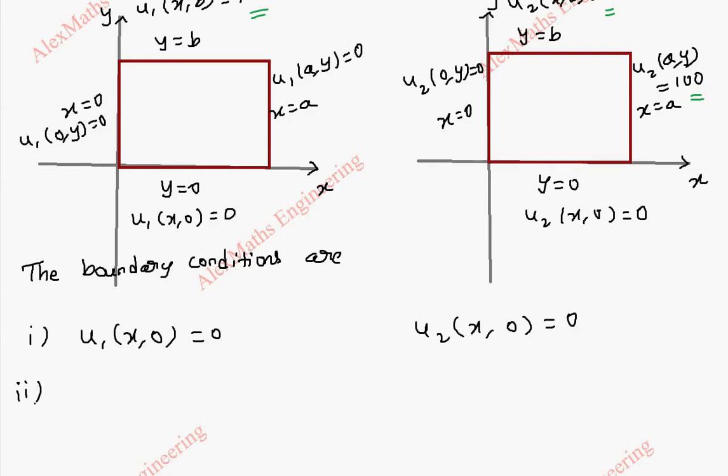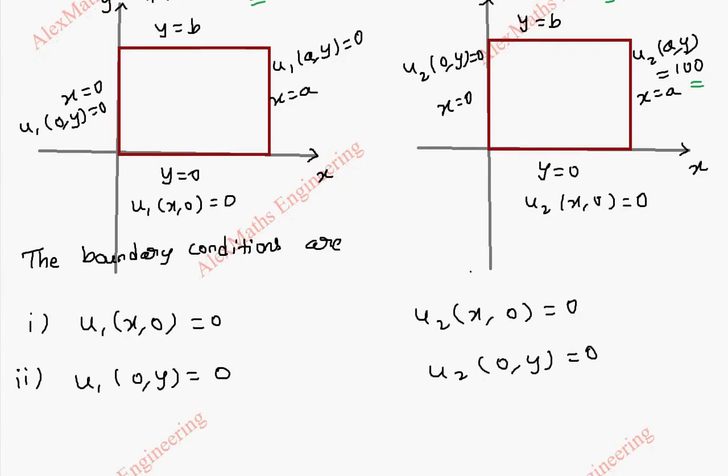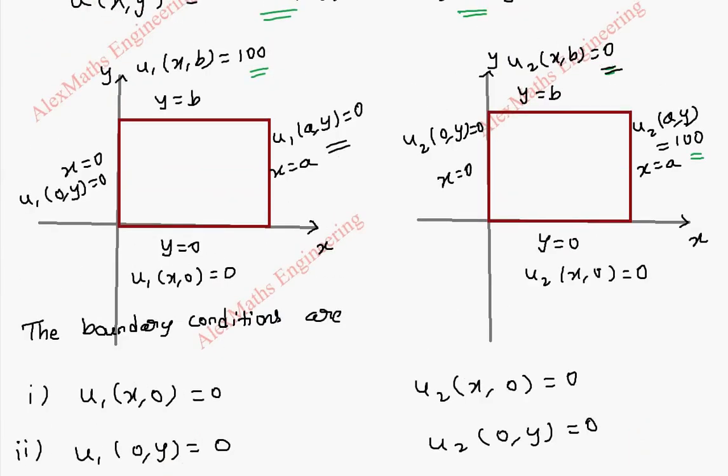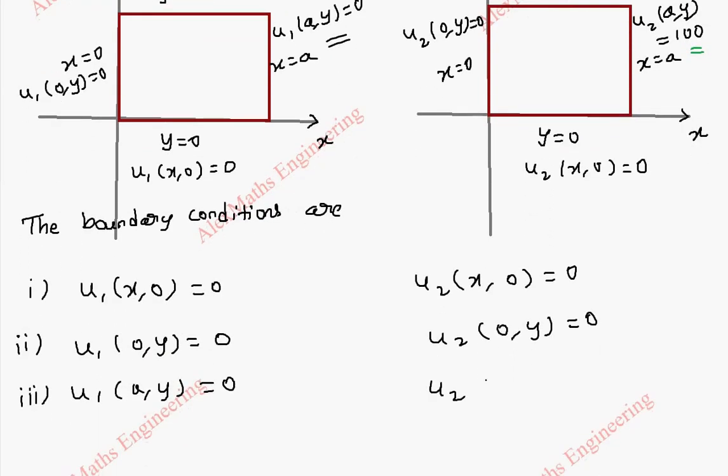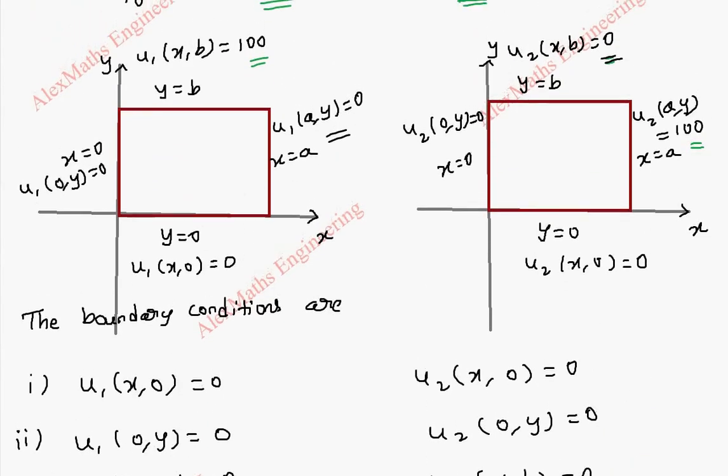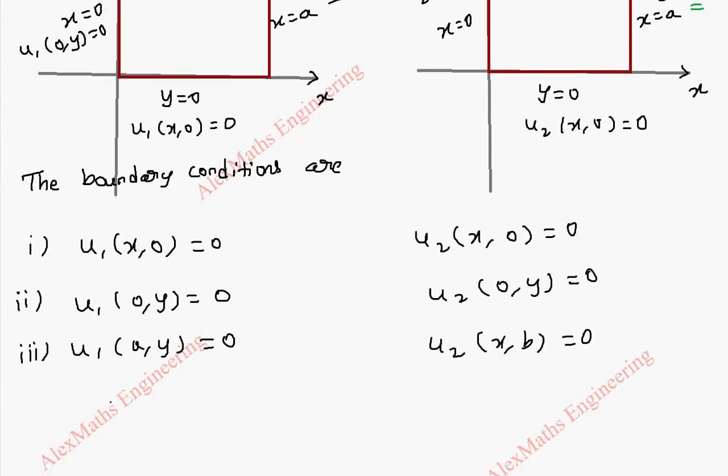Second one, u1 of 0 comma y is 0 and u2 of 0 comma y is 0. And the third one, the one which is having 0, I am going to take u1 of a comma y is 0. But here I have to take the other one, the top surface, u2 of x comma b. Third condition is u2 of x comma b is 0, and the 100 is on the top surface in u1. So u1 of x comma b. That is the fourth condition. u1 of x comma b is 100.